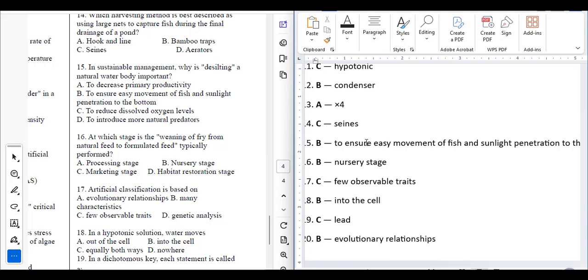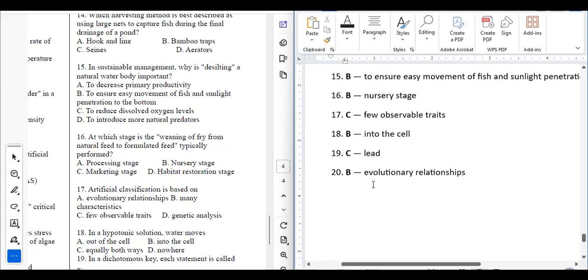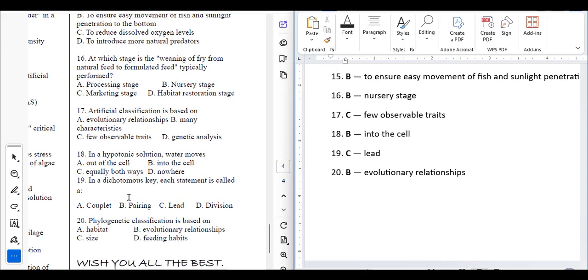16. At which stage is the weaning of fry from natural feed to formulated feed typically performed? So that's the nursery stage. At which stage is the weaning of fry from natural feed to formulated feed typically performed? So processing stage, nursery stage, marketing. So that's the nursery stage.